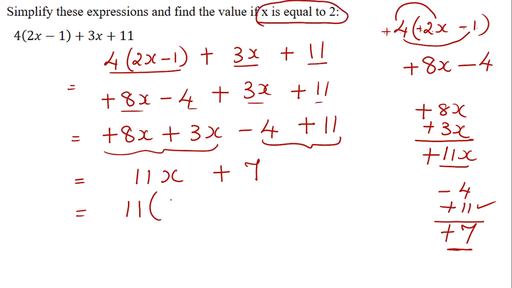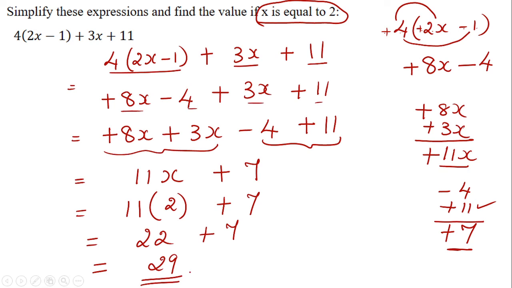So 11 into 2 plus 7. 11 into 2 is 22 plus 7. 22 plus 7 is 29.